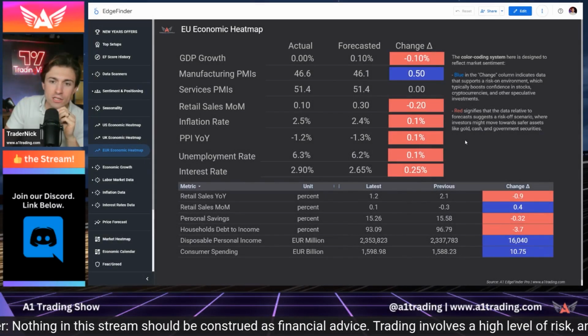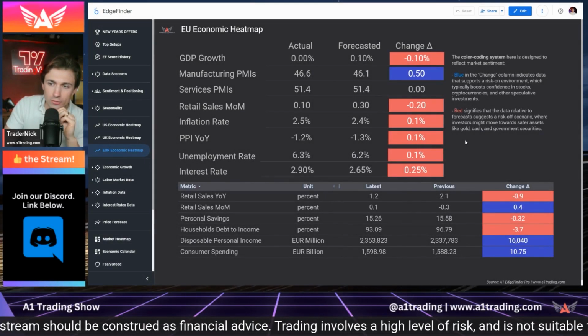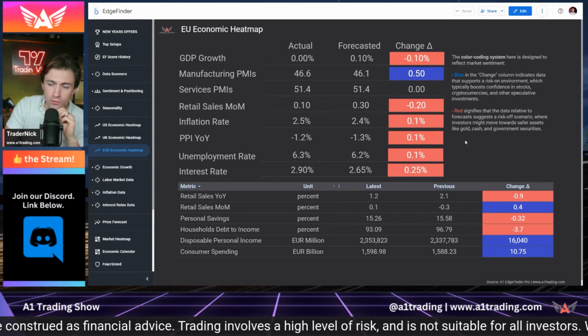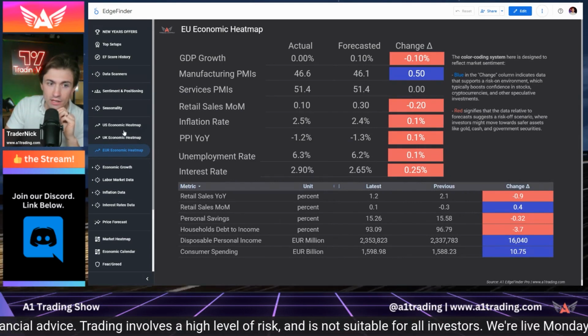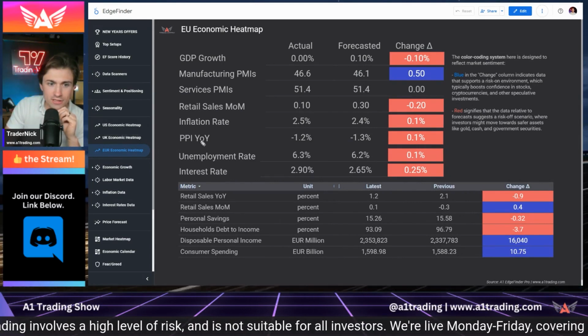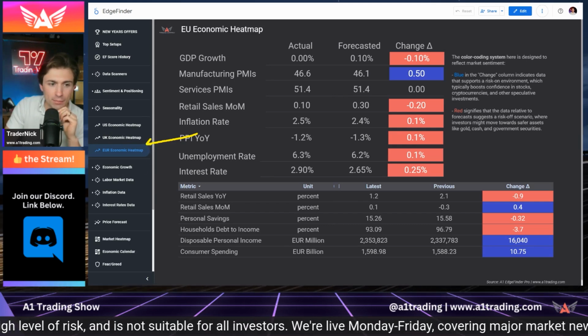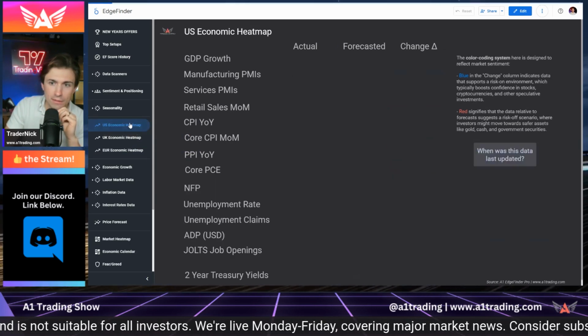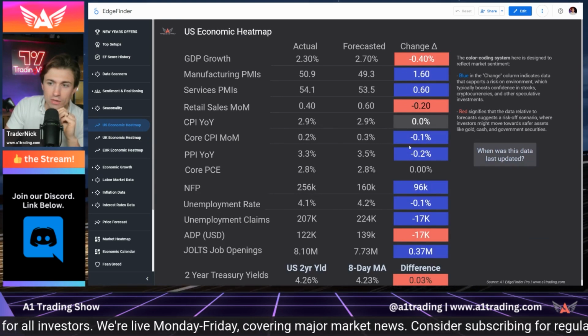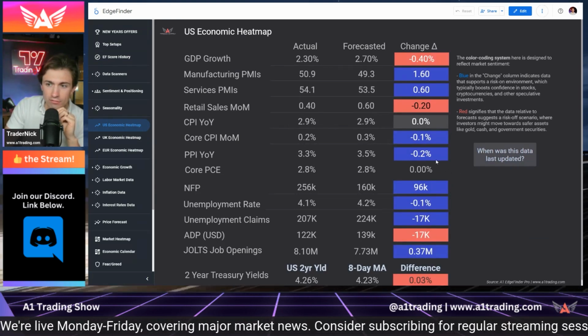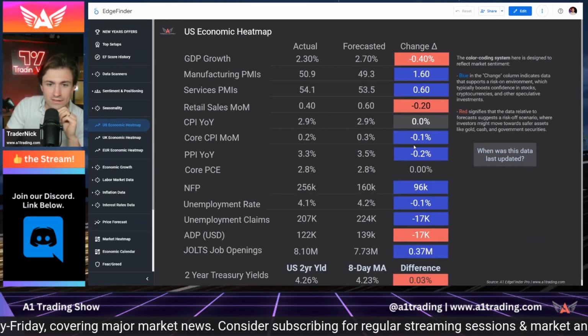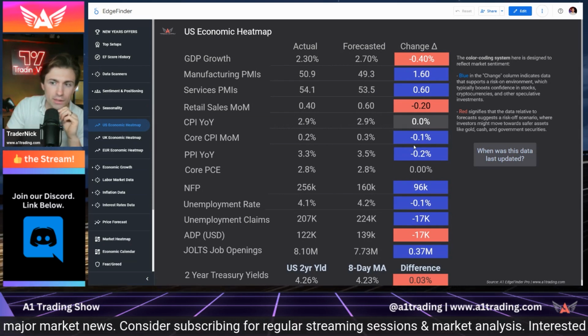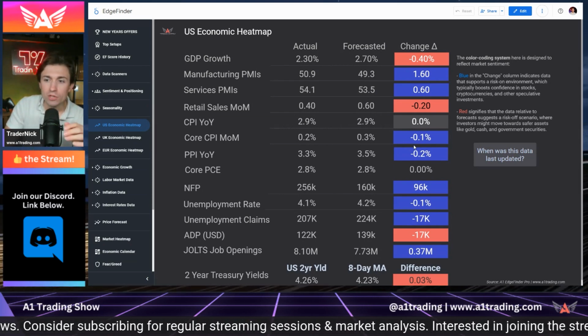I discussed the euro and how I definitely prefer the short side on the euro against the US dollar, because let's compare the economic heat map of Europe to the economic heat map of the US. The US has a lot of blue here, right? Inflation's cool. I guess that's not necessarily bullish for the dollar, but it kind of bodes well for the US economy.